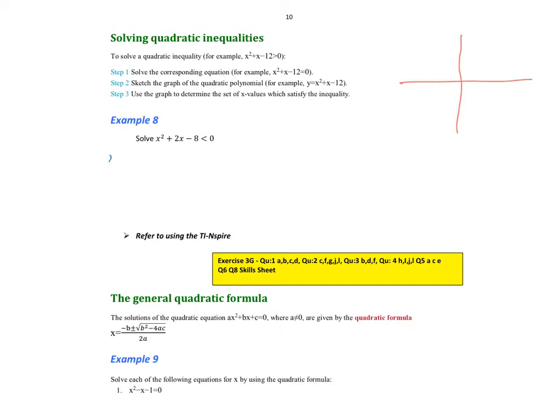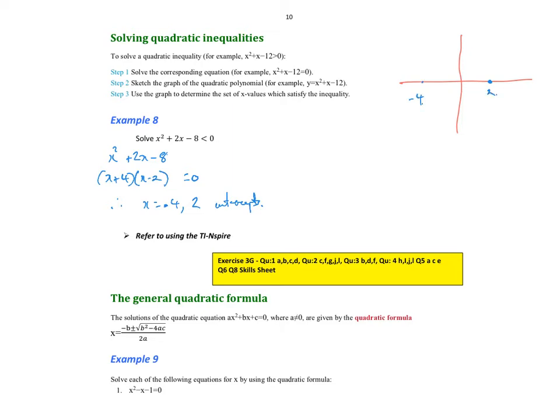So the first step will be, let's sketch this graph. Now we're going to factorise, so what's that, a plus 4 and minus 2. Therefore, x equals negative 4 and 2 are the intercepts. So if I put that over here, we'll call that positive 2, and we'll call that negative 4.